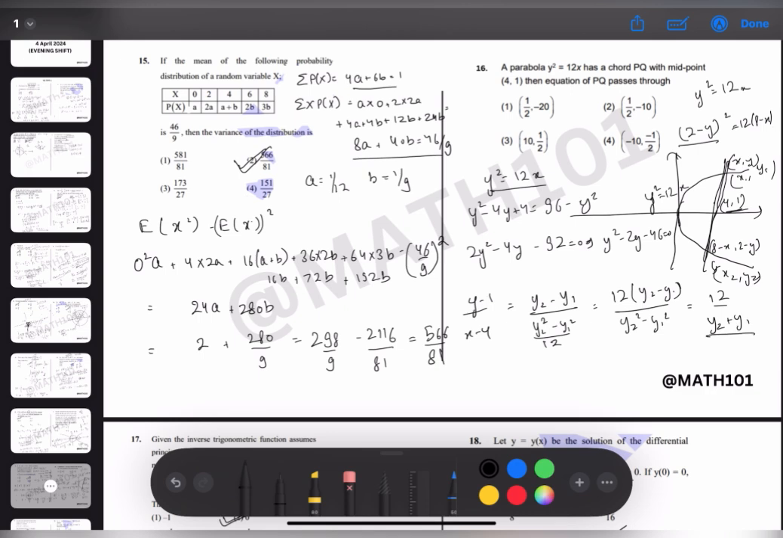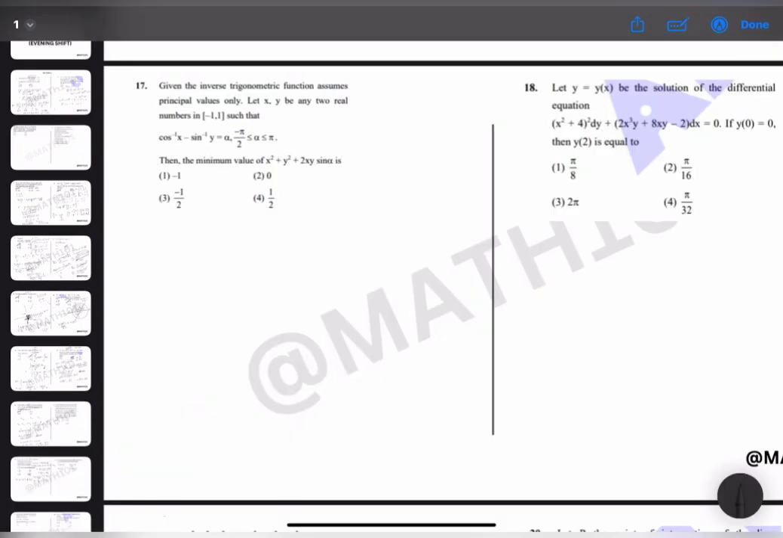Then y2 and y1 are the roots of this equation. So y2 plus y1 is minus b by a, which is 2. So this becomes 12 upon 2 equals 6. So the equation becomes y minus 1 equals 6x minus 24. And that means the first option is the point which lies on our line. The answer is 1. Moving on to question number 17.